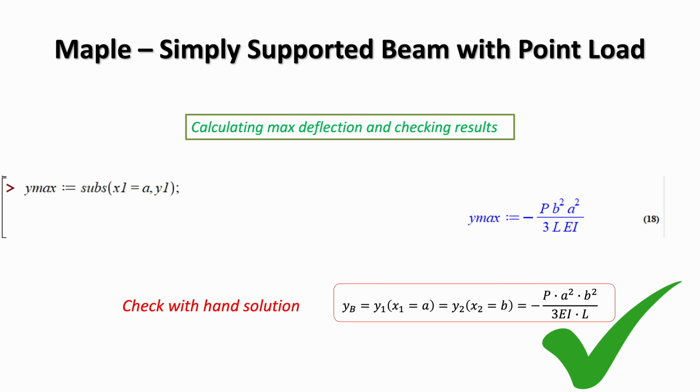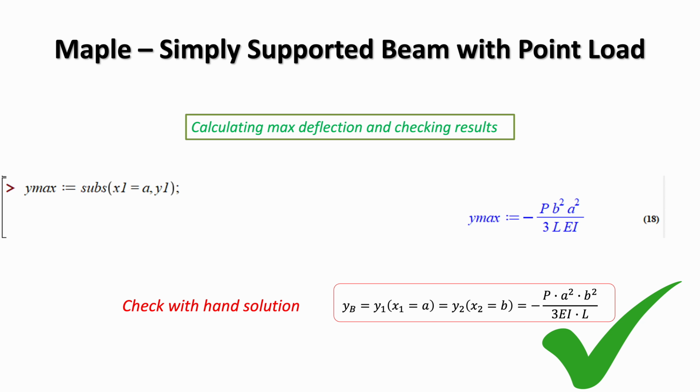Using the Maple command subs, we can substitute x1 equals a into the deflection expression for region 1. This will give us the deflection at point B, which we can label as y max, since we know that this is the maximum deflection. The result is shown on the right hand of the slide. We could have also done this by substituting x2 equals b into the deflection for region 2. We can compare this directly with the result from the hand calculations that we derived in the previous lecture. And as expected, the two are identical.